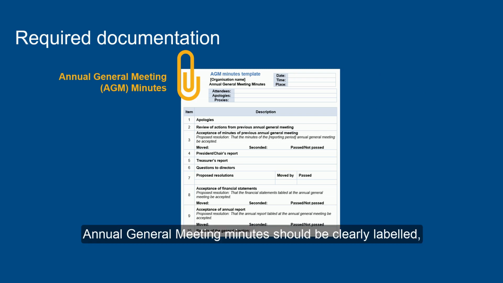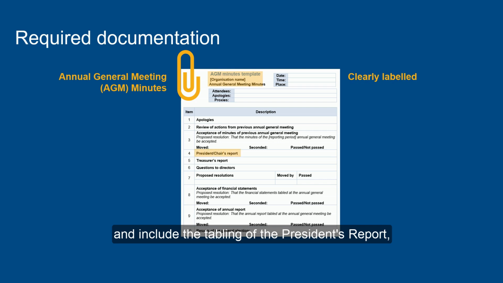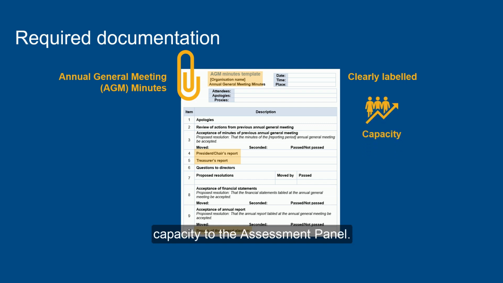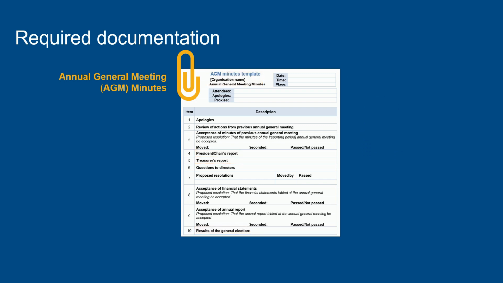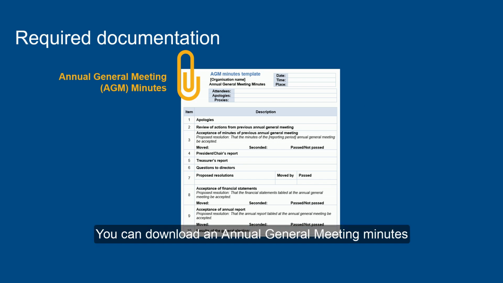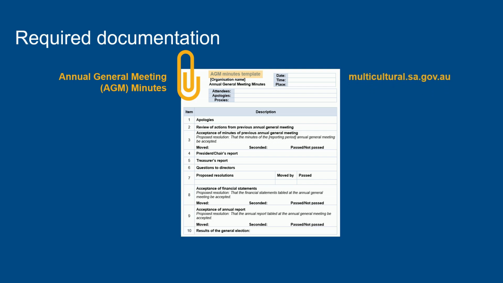Annual general meeting minutes should be clearly labelled and include the tabling of the President's report, Treasurer's report, and details of the election of the Management Committee or equivalent. This information will demonstrate your organizational capacity to the assessment panel. You can download an annual general meeting minutes template from the Multicultural Affairs website.